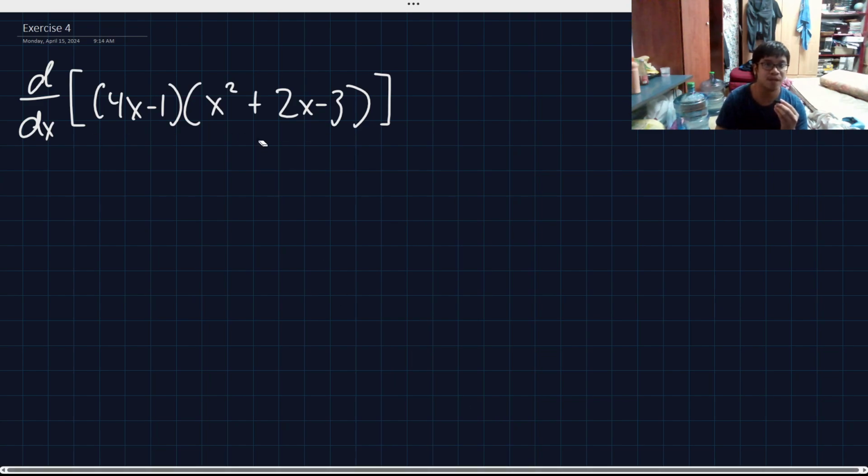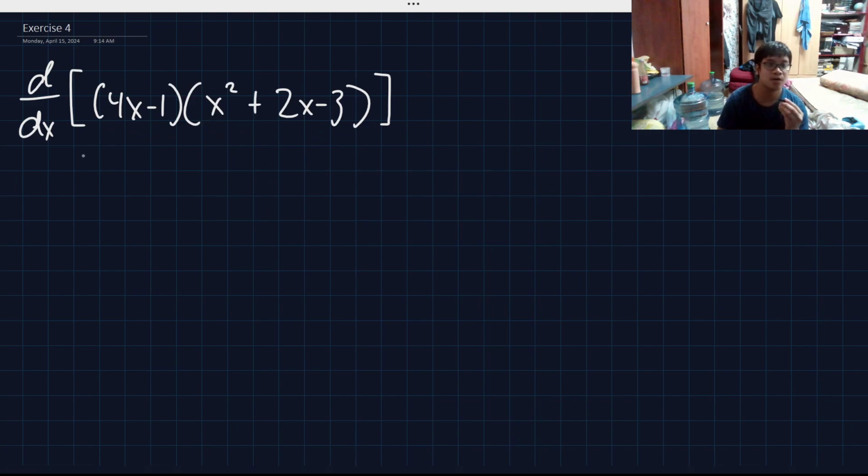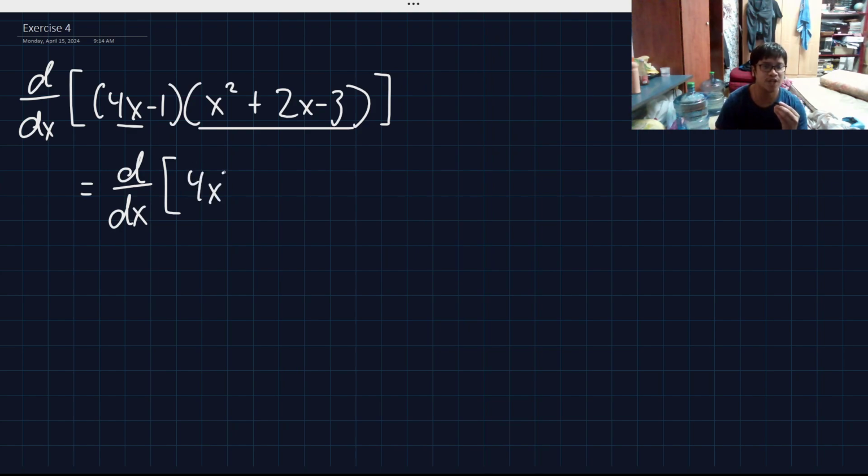Basically, there shall be no parentheses here. So what we're going to do is distribute. Let's start first with 4x. We will distribute 4x to this group of terms to the right. So 4x times x squared, we have 4x cubed. 4x times 2x, we will have 8x squared. And lastly, 4x times negative 3, we will have negative 12x.